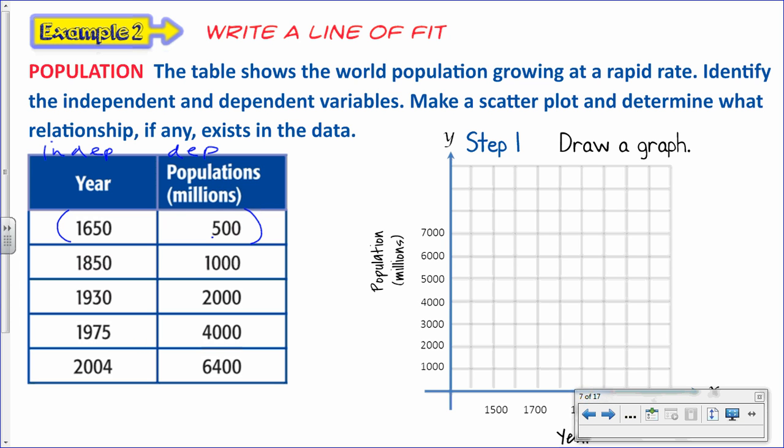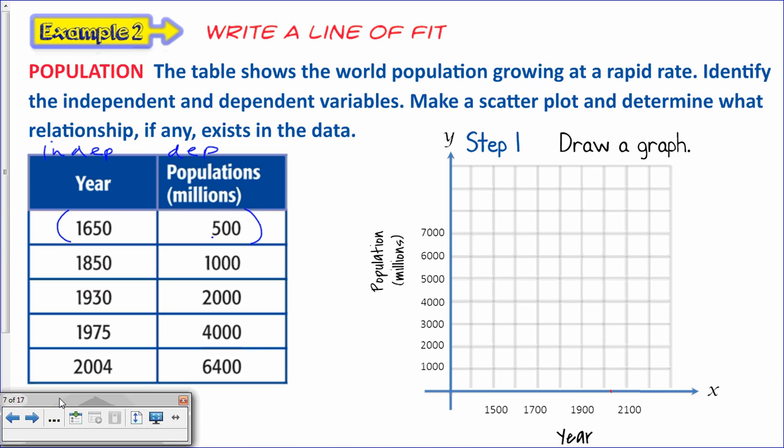Okay, so if it's independent, then I'm going to graph it, and as an independent variable I'm going to put it on the x-axis right here. By rule, that makes my other column, the right side, the dependent, and that's going to go on the left-hand side, or the vertical axis. So now all we need to do is plot the points.